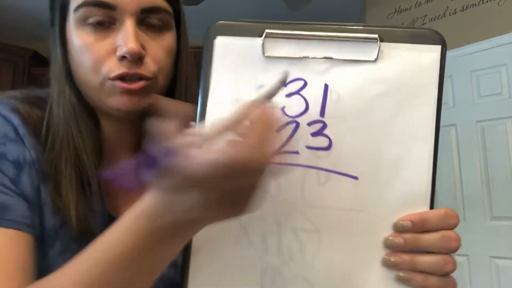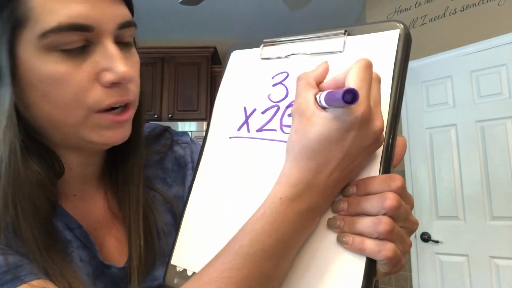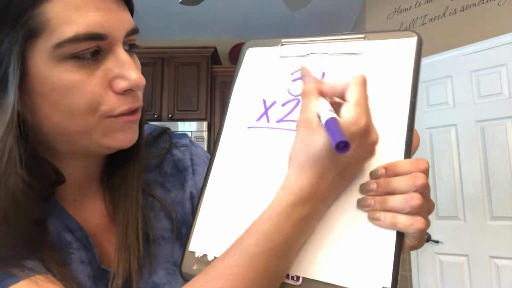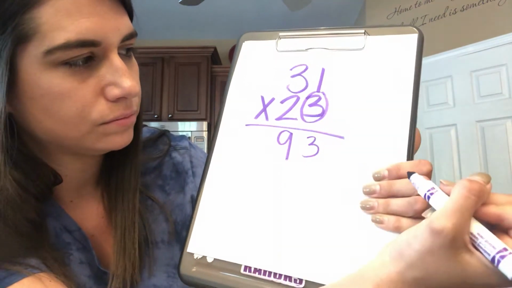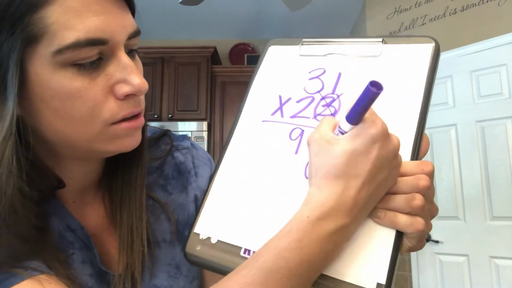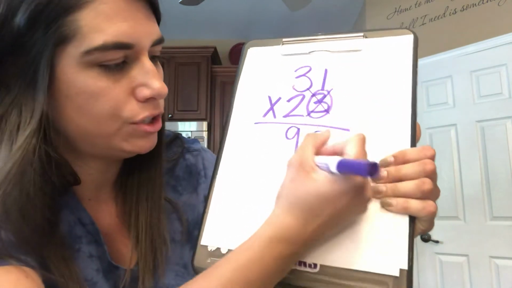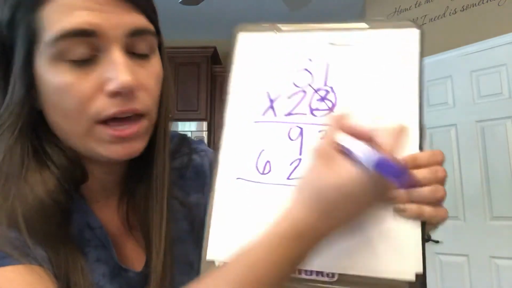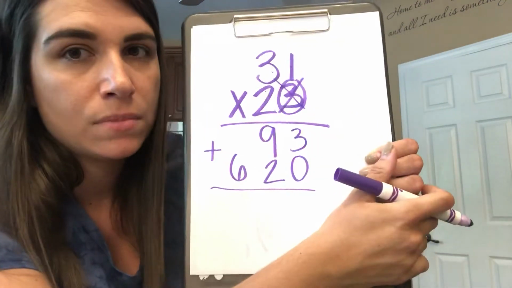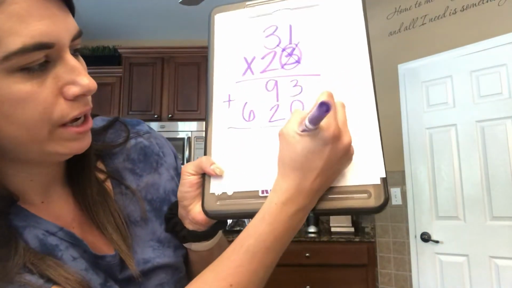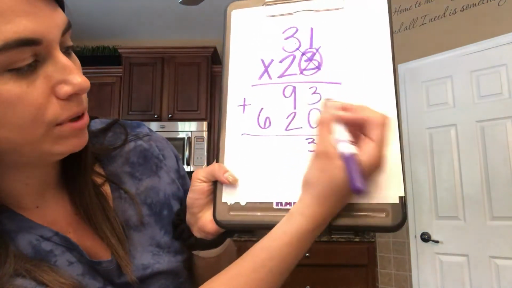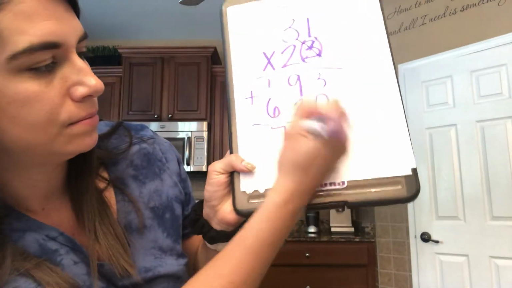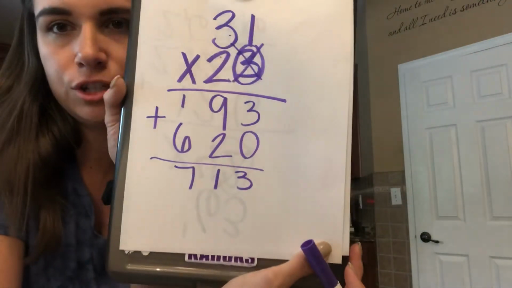So the first thing I'm going to do, just like before, I'm going to circle my 3 and take 3 times 1, which is 3, and 3 times 3, which is 9. Then I'm going to drop down my 0 and take 2 times 1, which is 2, and 2 times 3, which is 6. So then all I have to do is add them together. 3 plus 0 is 3. 9 plus 2 is 11, and 6 plus 1 is 7. So he has 713 marbles.